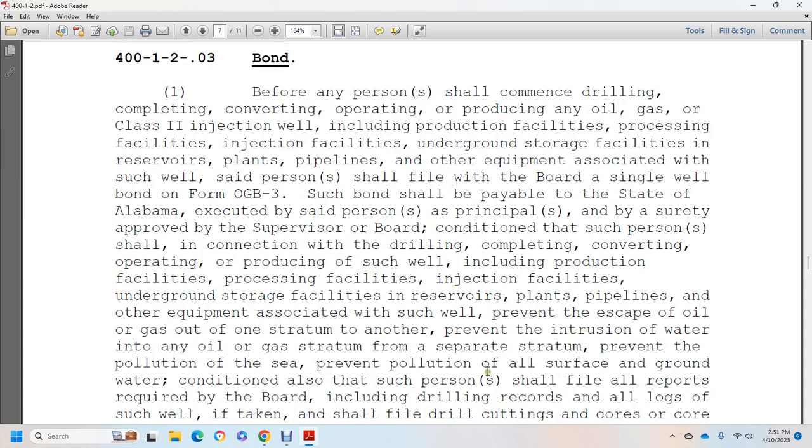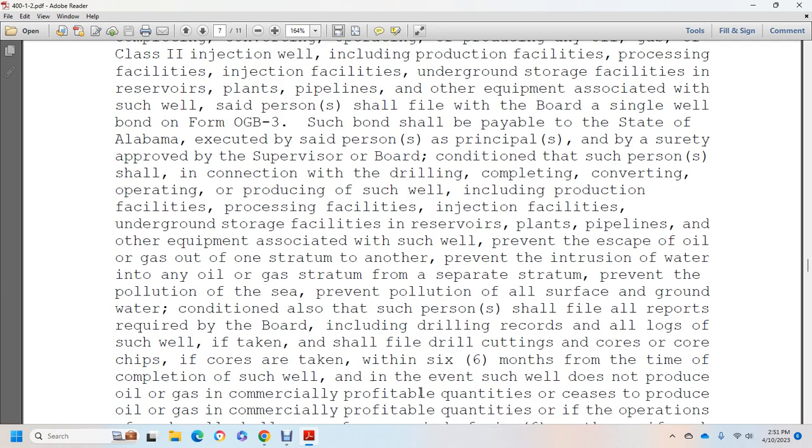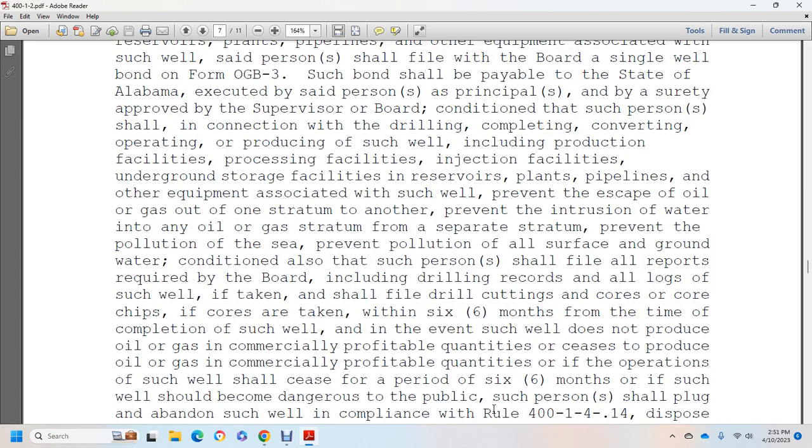All such persons shall file all reports required by the board, including drilling records, all of the logs, and such of the well taken, and shall file with the drilling the cutting of the core. If the cores are taken within 6 months of the time of the completion of the well, in the event the well fails to produce oil and gas in commercially profitable quantities, or ceases to produce oil and gas commercially profitable quantities if the operation was started, for a period of 6 months.